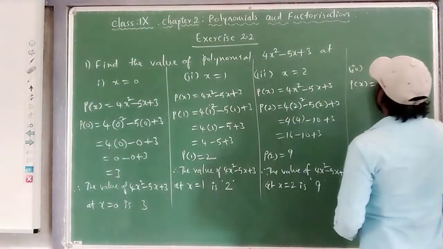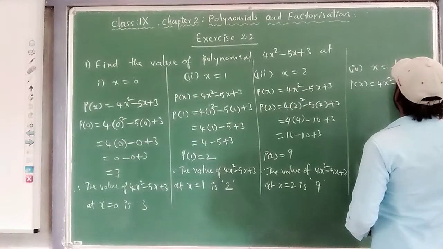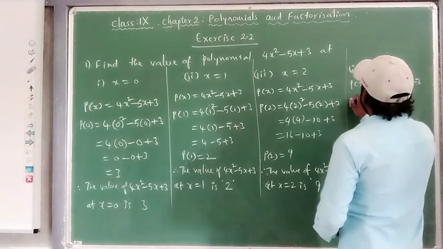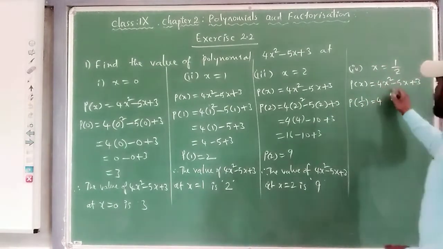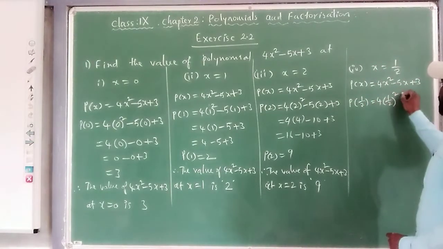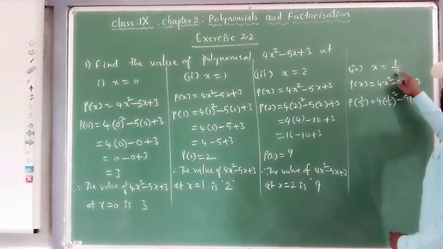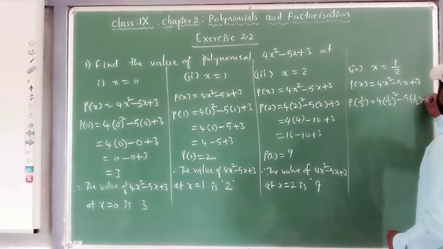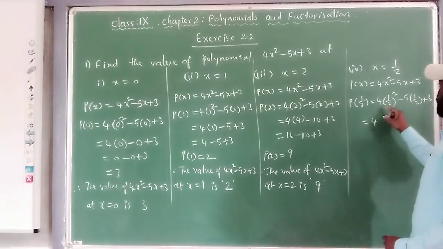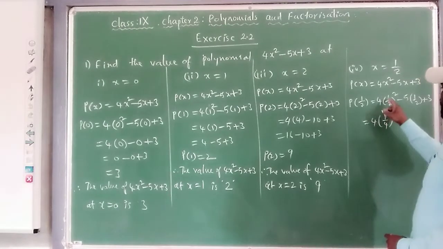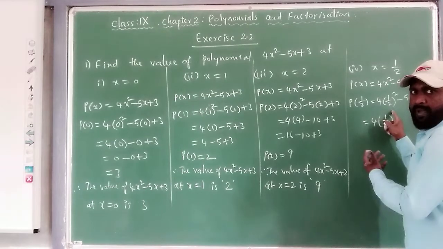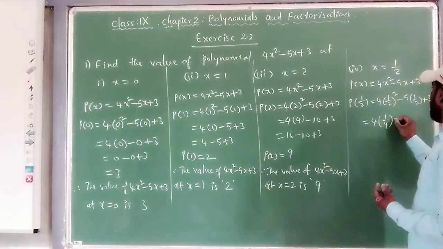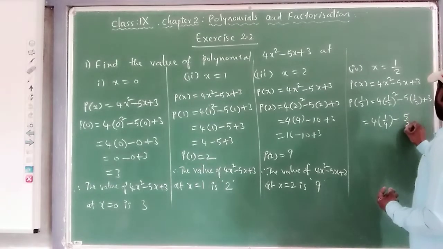Like the last one, again write the polynomial 4x square minus 5x plus 3, x is equal to 1 by 2. That is 4 into, in case of x, you just write 1 by 2 whole square, minus 5 into 1 by 2, write as it is, plus 3. Now 4 into 1 by 2 whole square: 1 square is 1 only, 2 square is 4. Whole square means the entire terms in the bracket, you have to square it. So 1 square is 1, 2 square is 4, minus 5 ones are 5, 5 by 2, plus 3.